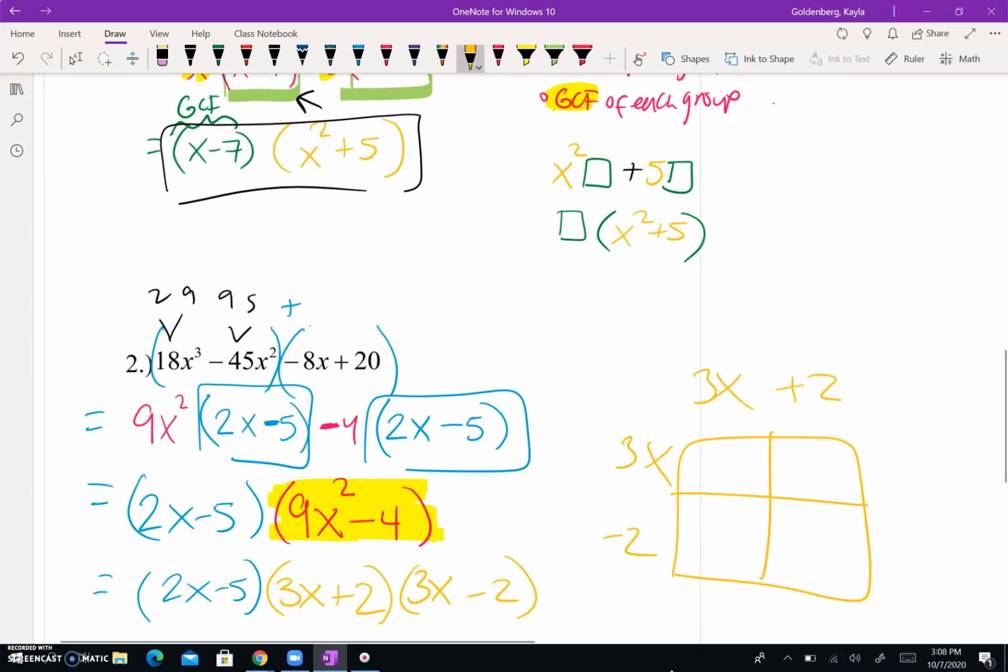Right? 3x times 3x is 9x squared. 2 and negative 2 makes negative 4. Then you've got a 6x and a negative 6x. Notice those are going to cancel out.